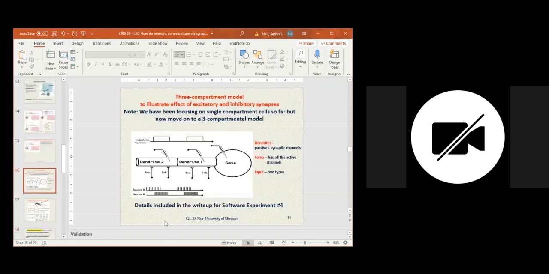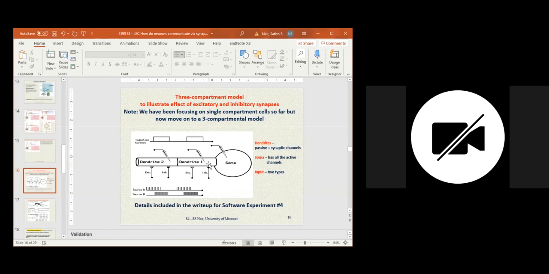Now we come to the lab itself. What are you supposed to do in lab S4? You're given a 3-compartment model to illustrate the effect of excitatory and inhibitory synapses, right? Note, we have been focusing on a single compartment so far, largely, but now move on to 3 compartments. The compartments are soma, dendrite 1, and dendrite 2. So we've mixed axon with soma here. That's what's understood if you do this.